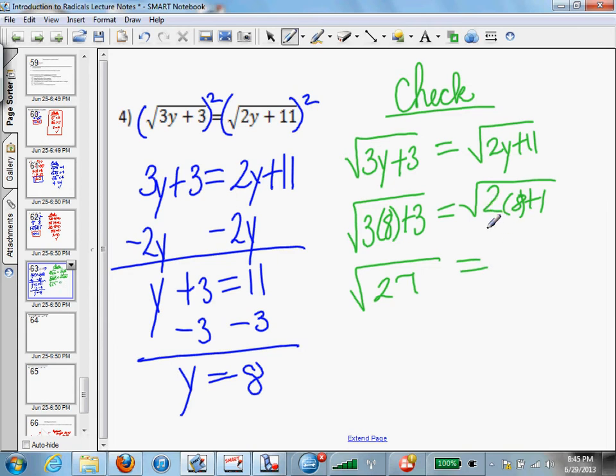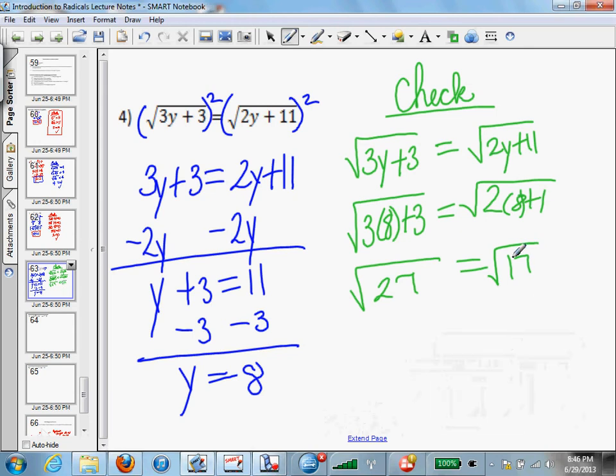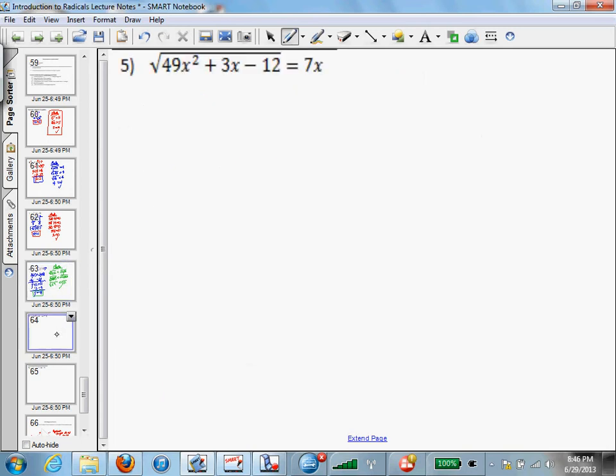And then on the other side, 2 times 8 is 16, plus 11 is 27. If you look, this is 11, not 1, so this is actually 27 in the radical. So this is a true statement, it checks. So that shows you that the solution is y equals 8.